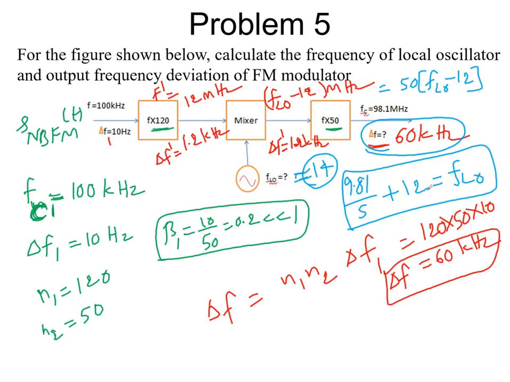This is how the problem on the Armstrong method, or the problem based on the concept of frequency multipliers and mixer may be given. Sometimes you will be given all other values. You may be asked to find this N1 and N2. N1 here is 120, N2 is 50. Okay, different varieties of questions may be given.